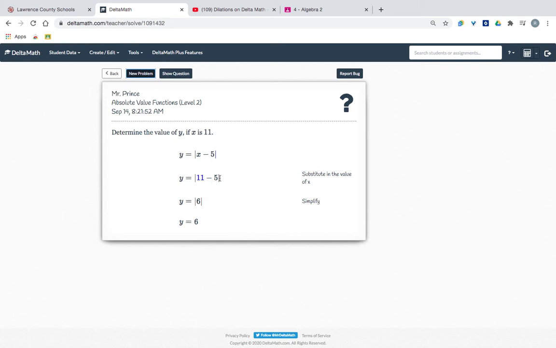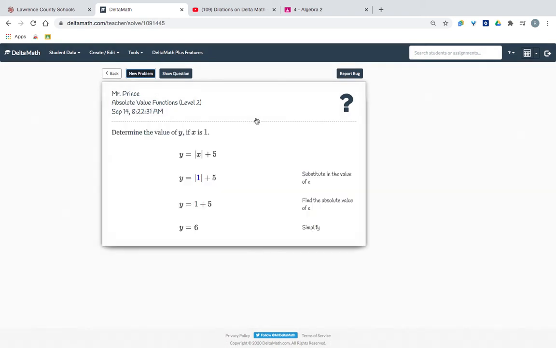So 11 minus 5 is positive 6. So now it says y equals the absolute value of positive 6. Well, we know that the absolute value of positive 6 is just positive 6. And really that's all there is. It's just making sure that you understand how to read these notes on the side. A very simple problem again.